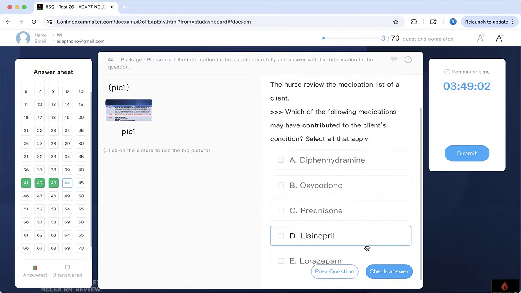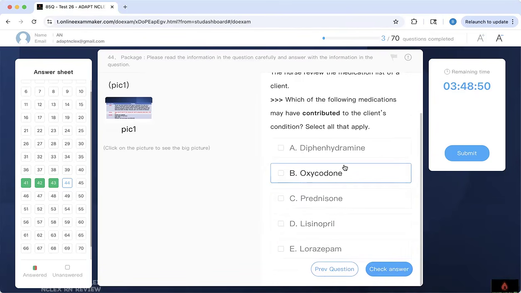Next, review the medication list for the client. Which of the following medications may have contributed to the client's condition? Select and apply. So you look at the medications the patient is on. What do you think may have caused delirium? Diphenhydramine, oxycodone, prednisone, lisinopril, lorazepam. Which medication can cause delirium in an older patient?